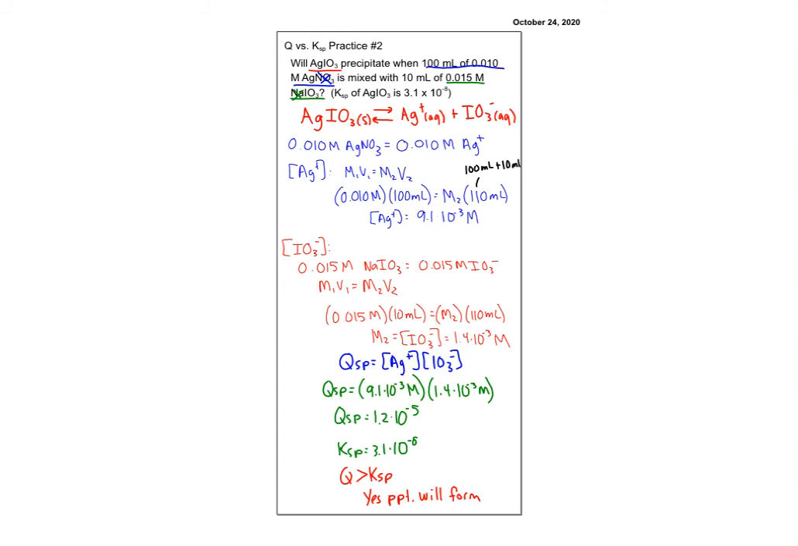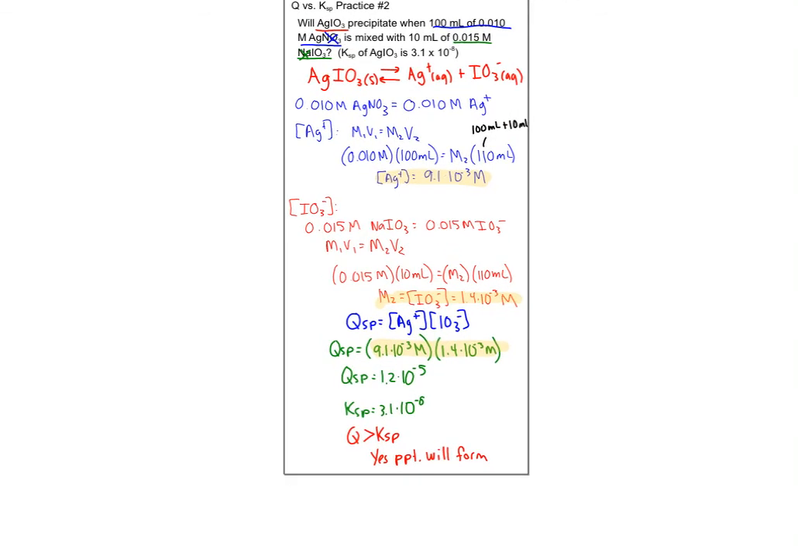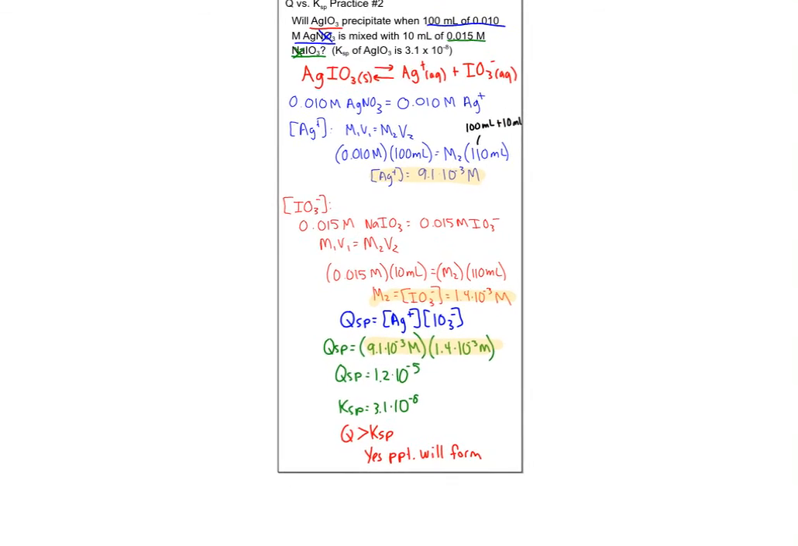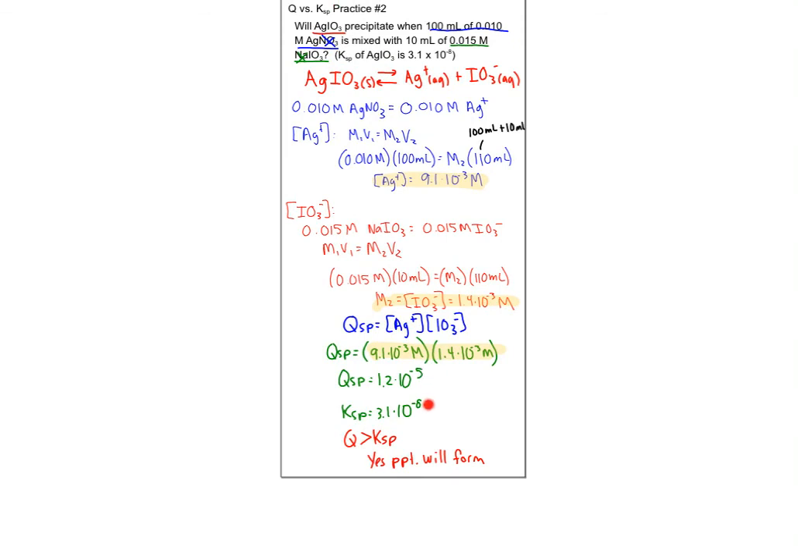All right, so hopefully you did your M1V1s, got your new total volume, got a new concentration of Ag. Same thing here, using the information for IO3, new concentration of IO3. QSP is my products divided by my sneaky solid reactant, so we don't care about that. We plug in this value and this value into my QSP expression. And what we'll do then is compare QSP to KSP. In this case, Q is bigger, times 10 to the negative 5th is larger than times 10 to the negative 8th. So in this case, a precipitate will form. The reaction is going to shift to the left.